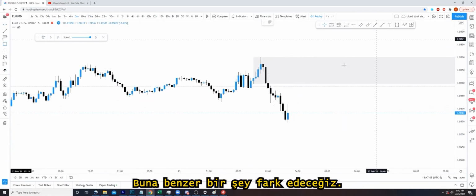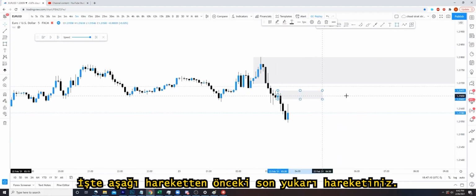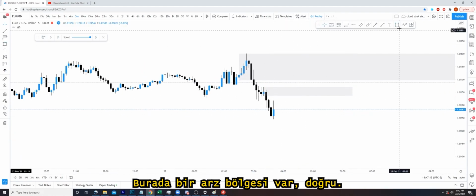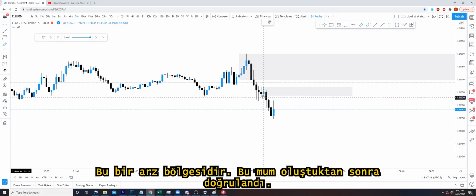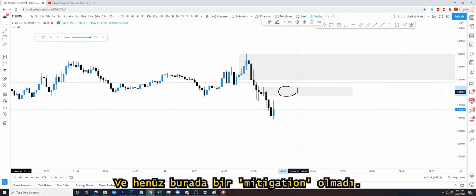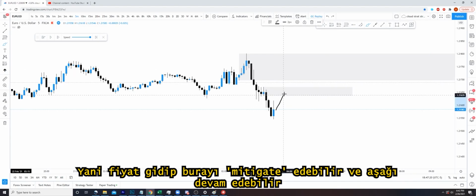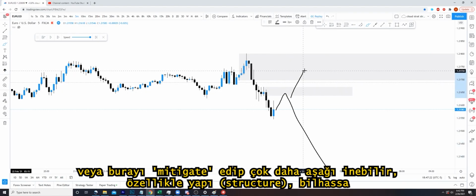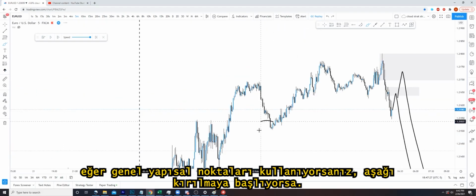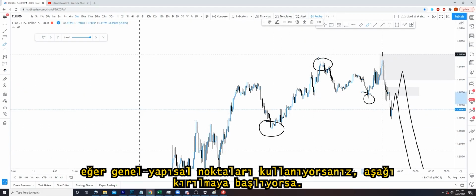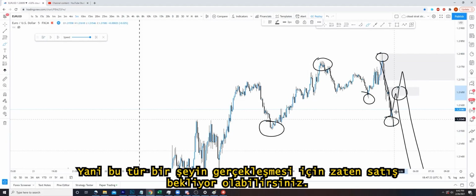We'll notice something of this sort. Here's your last up move before the down move. There is a supply zone, right? This is a supply zone, and it was validated after this candle created, and there has been no mitigation here yet. So price can go and mitigate this and continue way lower, or mitigate this and continue way lower, especially since structure, especially if you're using overall structural points, right, is starting to break down. So you can already be expecting sells for this type of thing to be put into place, right?